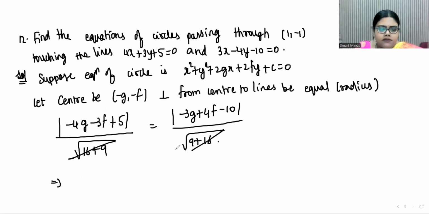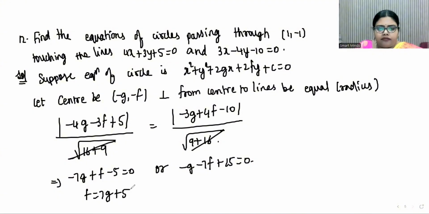If I bring all terms one side, what will I get? Minus 7g plus f minus 5 is 0. See, to remove the modulus, we have to put plus or minus on both sides. If I'm taking plus, I'm getting one equation, and if I'm taking minus, I'm getting the other equation. So we get f is equal to 7g plus 5.